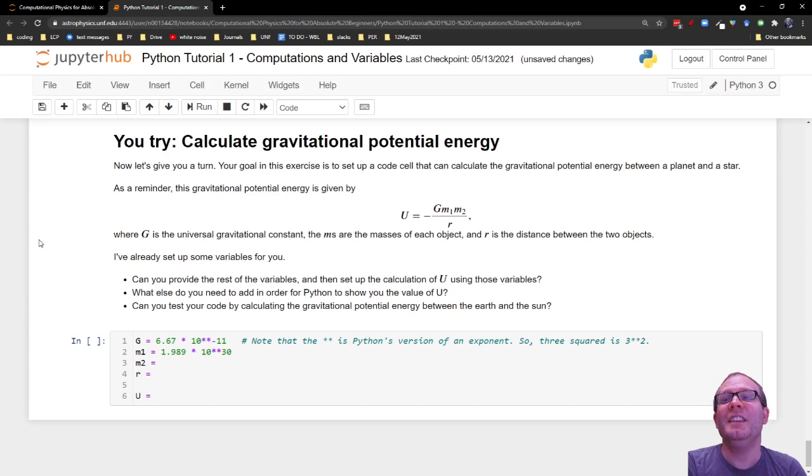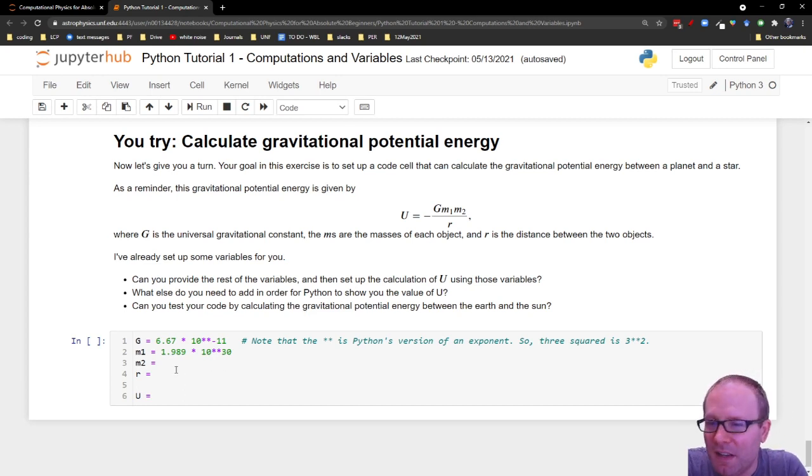And then finally, this tutorial concludes with an exercise for you to finish out this code that calculates gravitational potential energy. If you're not familiar with it, gravitational potential energy is how much potential energy is stored in the interaction between two celestial bodies out there in space where they have masses m1 and m2. There's a universal gravitation constant g and the distance between the two objects r.